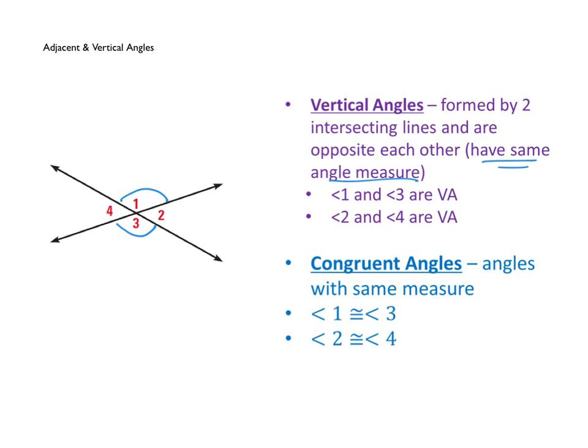Likewise, I know that angles 4 and 2 are also vertical angles, and these will have the same measure. We have something called congruent angles, and congruent angles just means that we have angles that have the same measures. So angles 1 and 3, because they're vertical angles, are congruent, just like angles 2 and 4. And the symbol for congruency, as you can see, is kind of like an equal sign with a little squiggly on top. That means congruent.